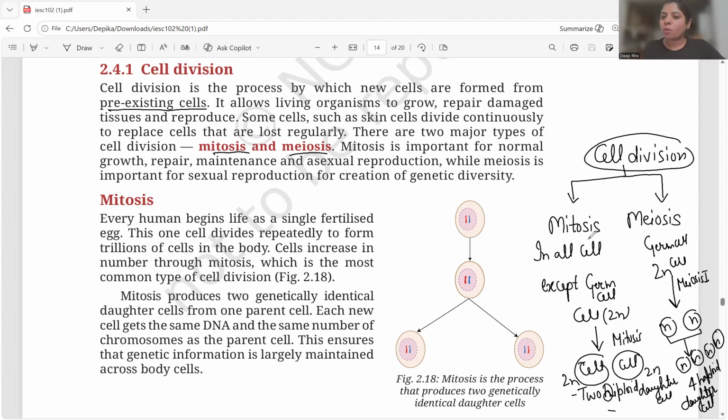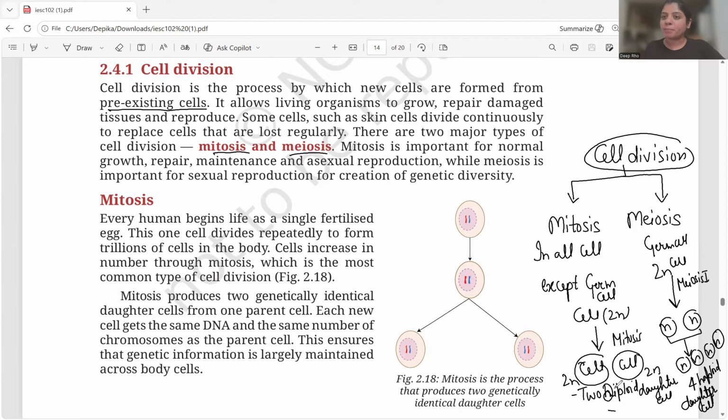So during normal body cells, which are called somatic cells, and in asexual organisms, the cell division that happens is through mitosis. Whereas meiosis is important for sexual reproduction. What happens in mitosis? A single cell, you are going to see this is a single cell, divides into two daughter cells. The 2n number of this cell, the number remains the same. 2n is remained the same, 2n.